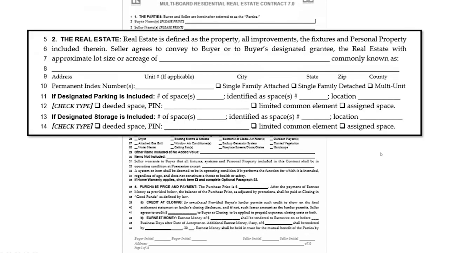Paragraph number 2 is the real estate. This is what it is that we are selling. So it starts with the approximate lot size or acreage of, and again, that is available through the MLS. So you should be able to find in there what the lot size or the acreage is, and it says approximate. So you don't need to worry about it being exact, it's whatever's in the MLS.